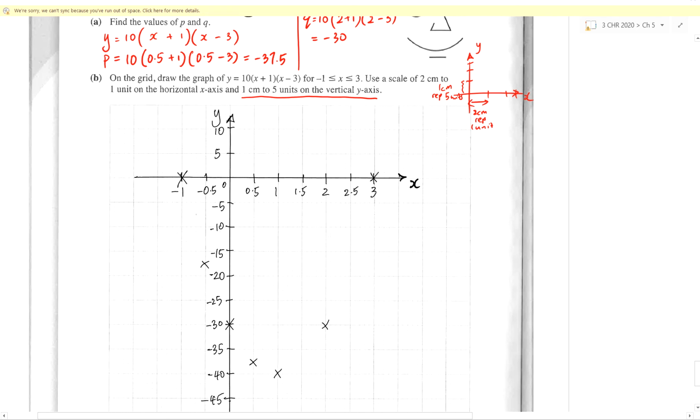So we have to join up these points now. Okay, we have completed the graph. So remember to label it y = 10(x + 1)(x - 3).